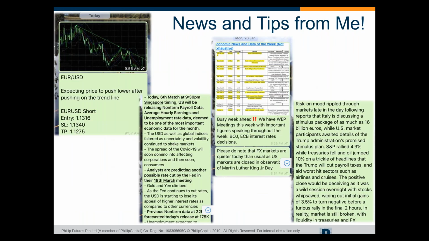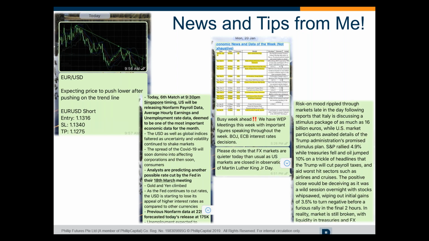So some of the news and tips that I provide for my clients. The first one on the left would be sending a technical advice or technical view if I identify a good opportunity in the market. It's not fully guaranteed, but it is my view and hopefully the market will move in my favor. As you can see, I do provide an entry and exit point for you, and you definitely can adjust that to your own risk appetite or trading style.